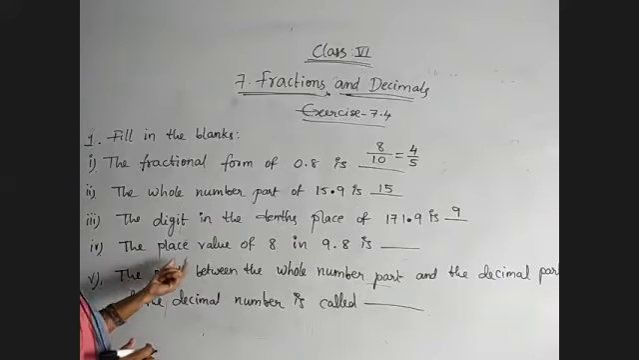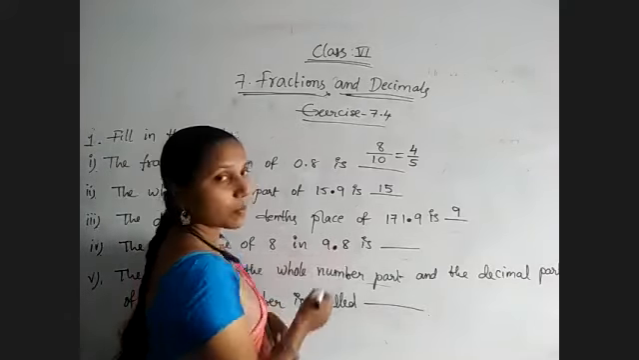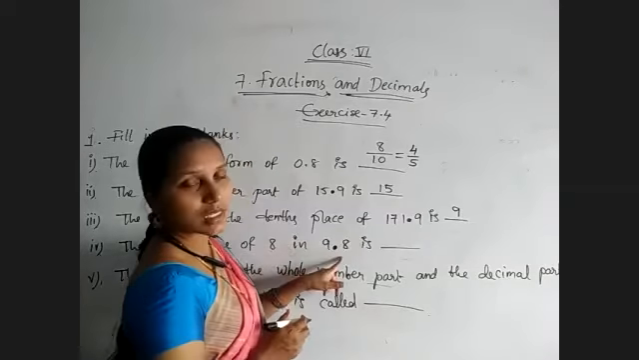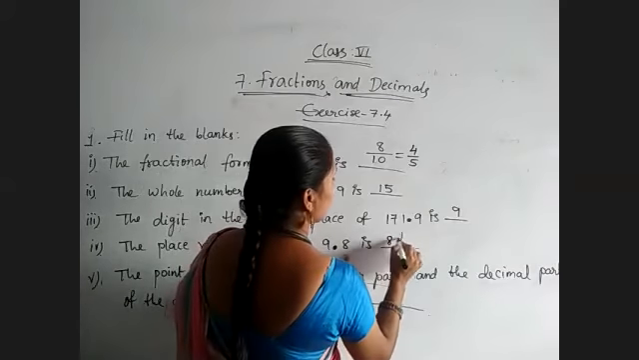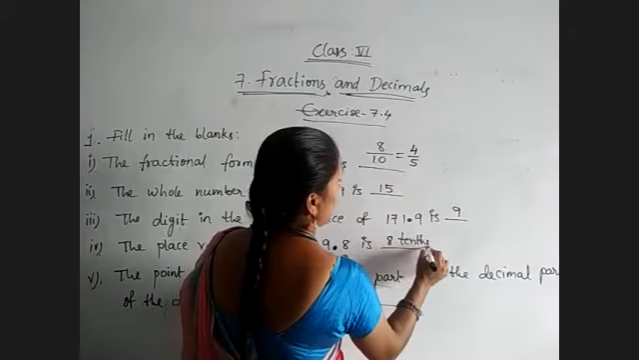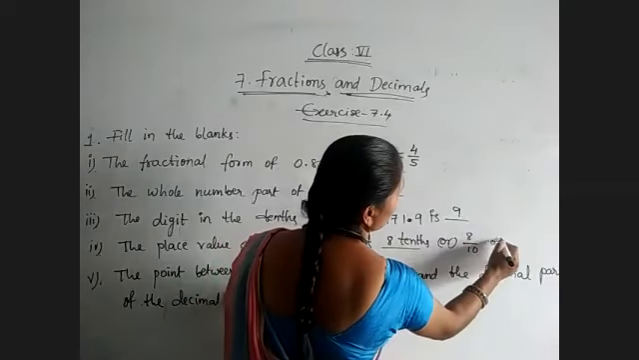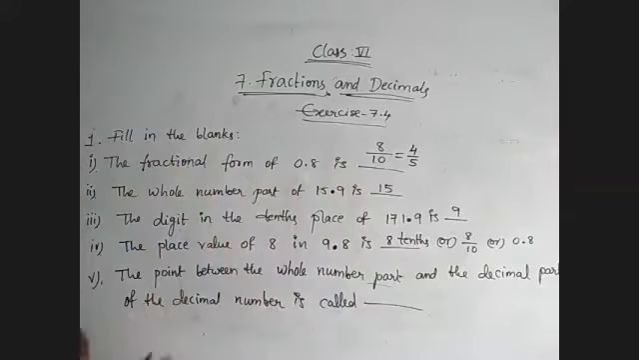The place value of 8 in 9.8. Now here they are asking for the place value, not the digit. So 8 is in which place here? The tenths place, so it is 8 tenths, which in fractional form is 8 by 10, and in decimal form 0.8. Either one is correct. You can choose either the fractional form or the decimal form. Now coming to the next.